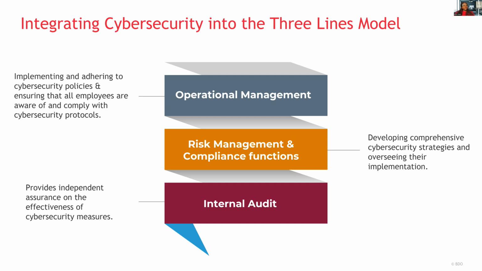Supporting the first line, the second line develops and oversees cybersecurity strategies. It plays a crucial role in identifying cybersecurity risks, conducting risk assessments, and ensuring that risk management controls are effectively implemented. This line utilizes advanced tools like security information and event management systems to monitor threats and ensure compliance with relevant cybersecurity frameworks. Moving on to the third line, which is the internal audit.